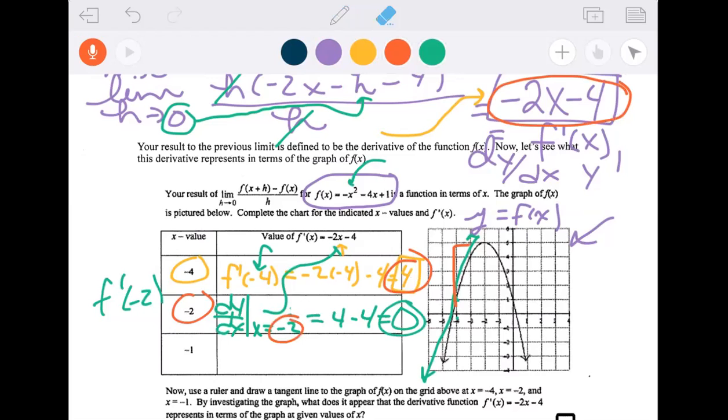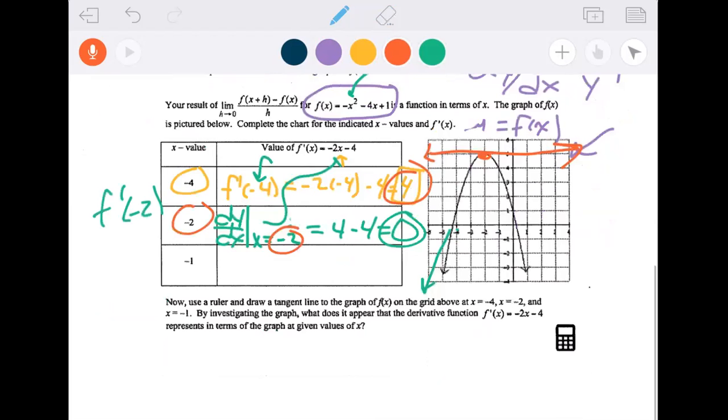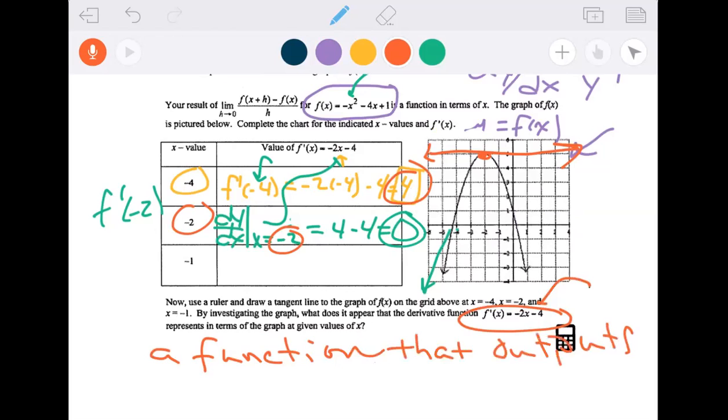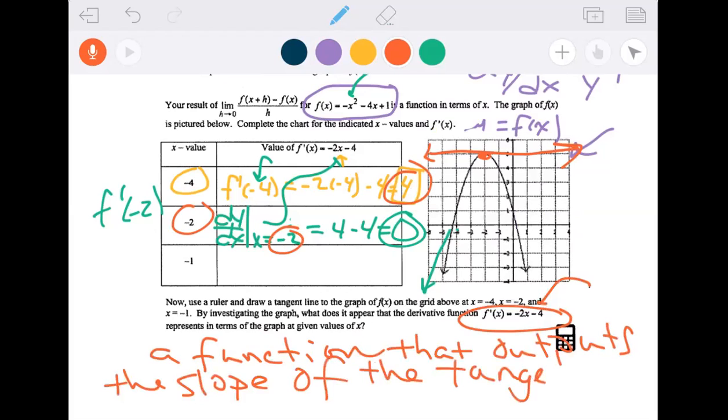So now when I go on the graph, and I'm at negative 2, and there's a lot of notes today because it's the beginning of a new topic. You'll notice that the slope there at the vertex of the parabola is 0. So it makes sense. I'm not going to do the next one. It says use a ruler. Don't need to. It says, what does it appear that this derivative gave us on the actual graph of f of x? It gave us a function of x. If I know the x value, I've got a function that outputs the slope of the tangent line for any x value on the original function.